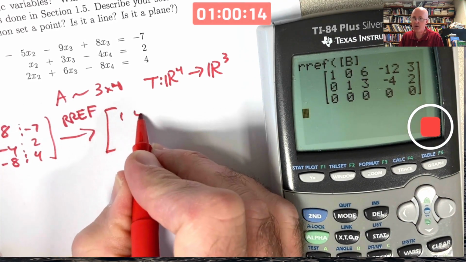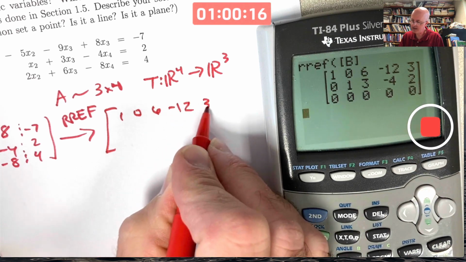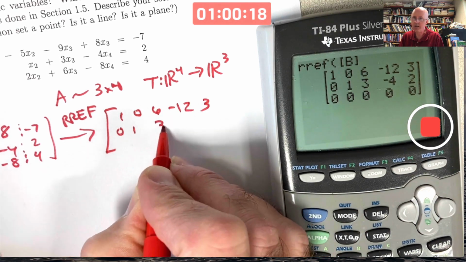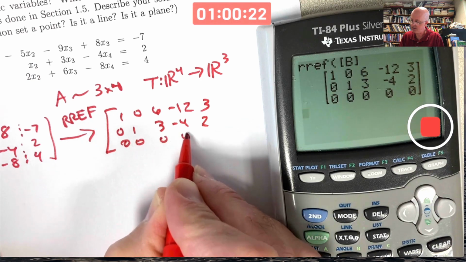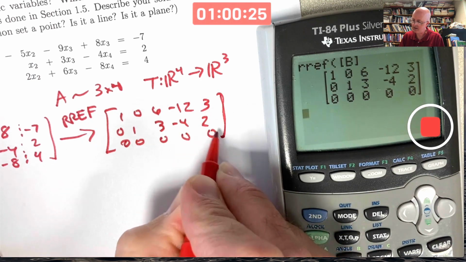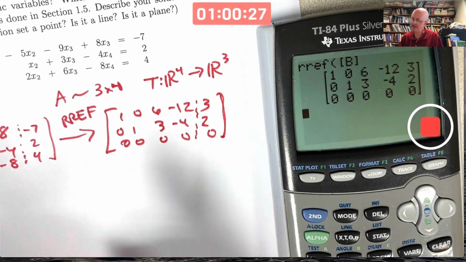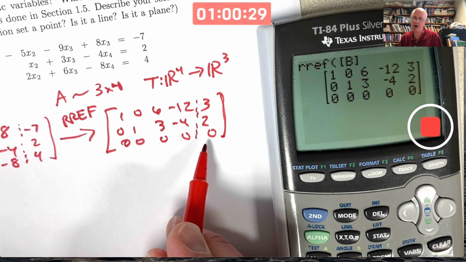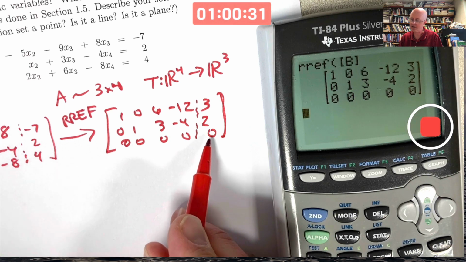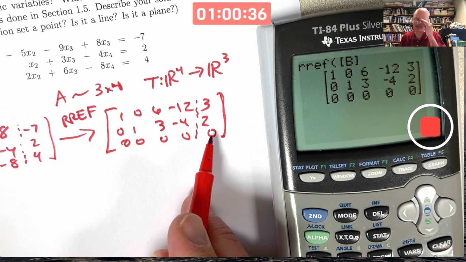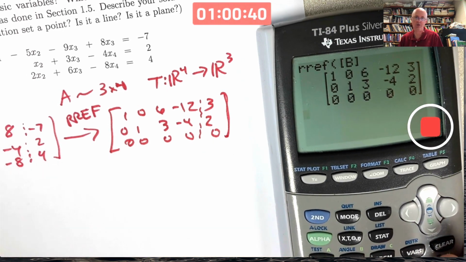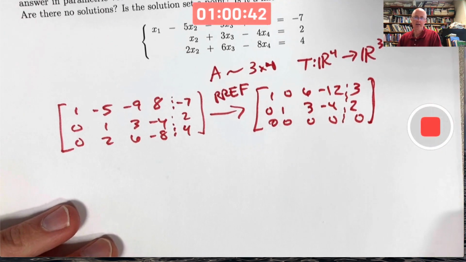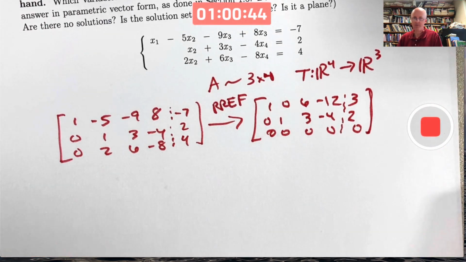first row 1, 0, 6, -12, 3. Second row 0, 1, 3, -4, 2. Third row all zeros. And this is a consistent system because for this augmented matrix, we do have a 0 there, and there's not a leading 1 in this last spot. If there were a leading 1 there, it would actually be an inconsistent system because it would imply that 0 equals 1. No solution. Which could have happened, but I didn't make it happen.